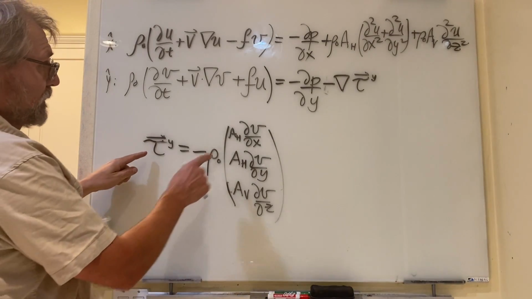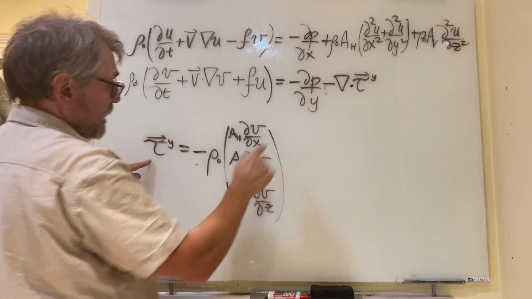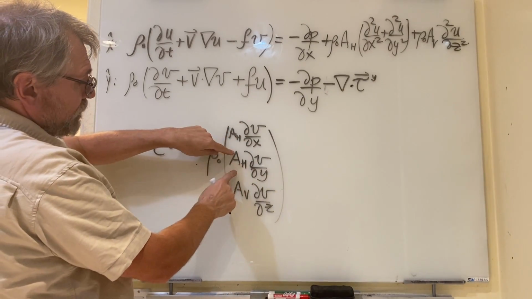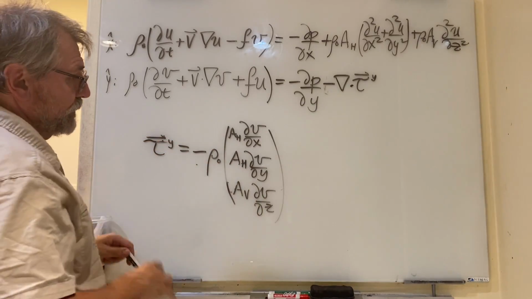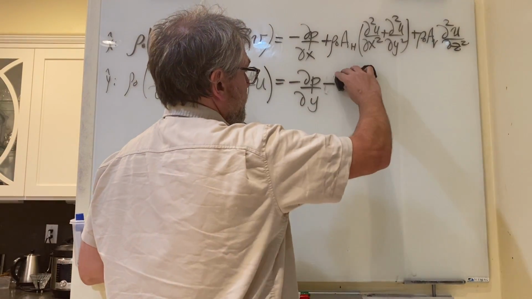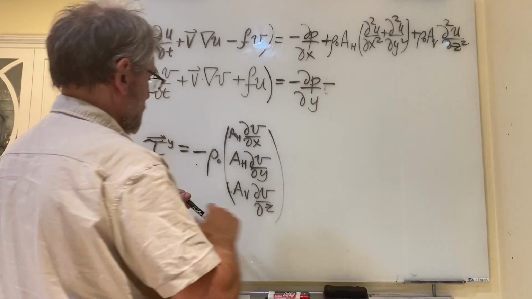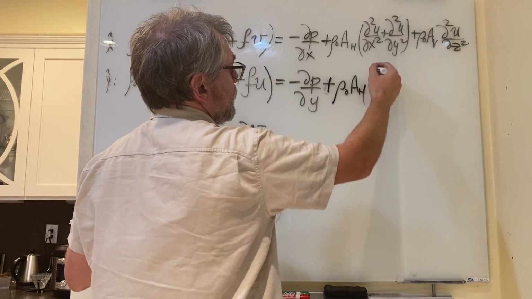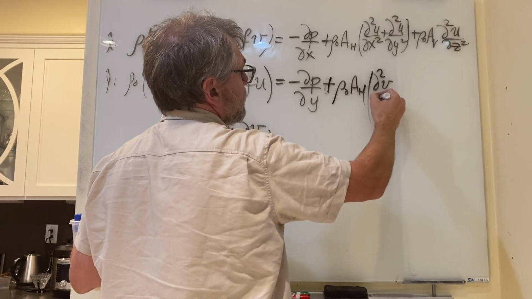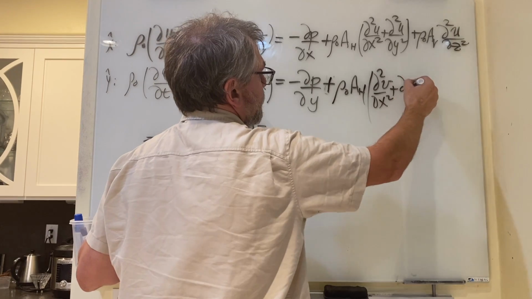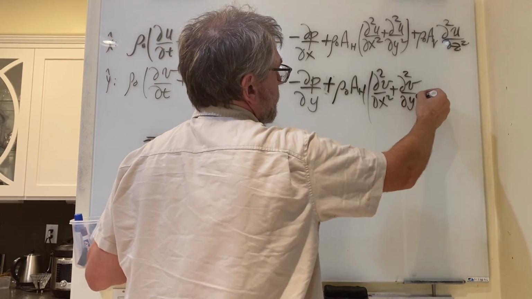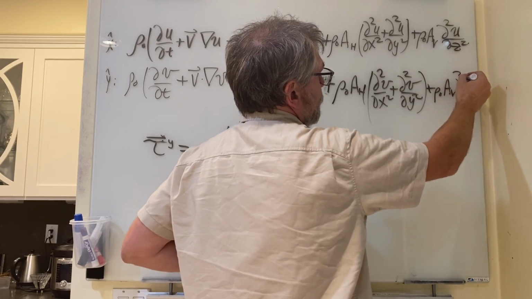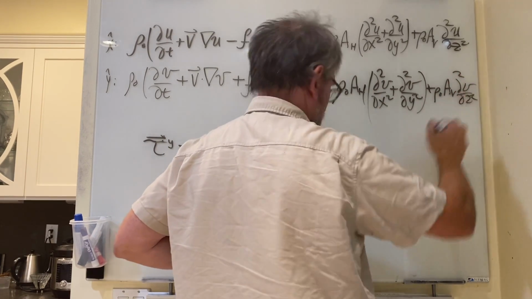And again, this is the divergence. If I take the divergence of this, I'll get d by dx of the first term plus d by dy of the second term plus d by dz of the third term. Substituting in, what I end up with is, again, minus minus makes it a plus, rho naught AH d2v dx squared plus d2v dy squared plus rho naught AV d2v dz squared.